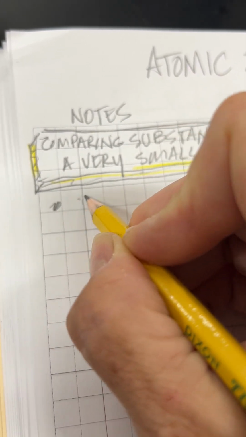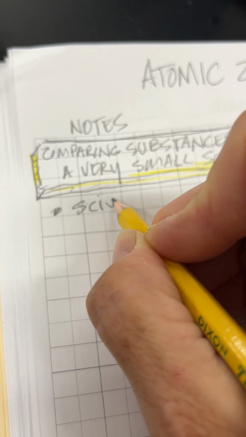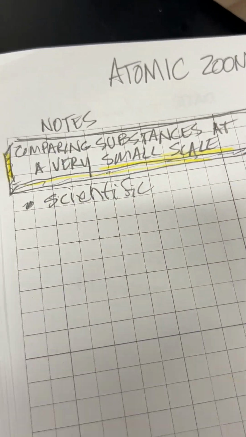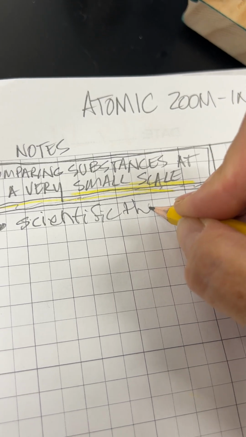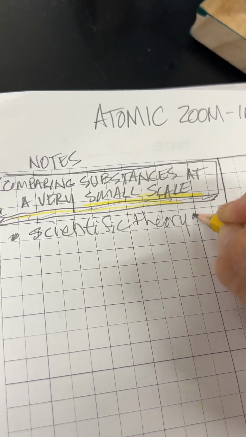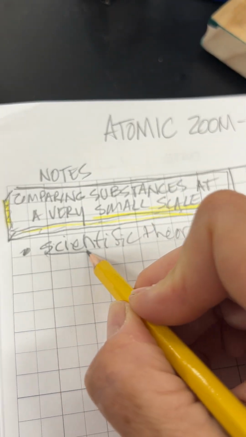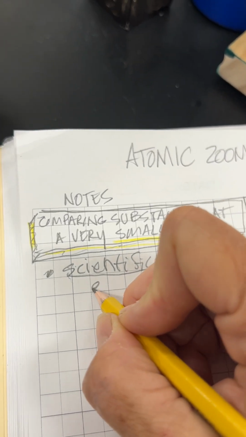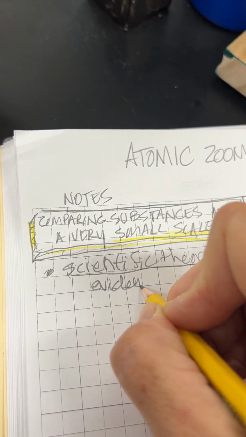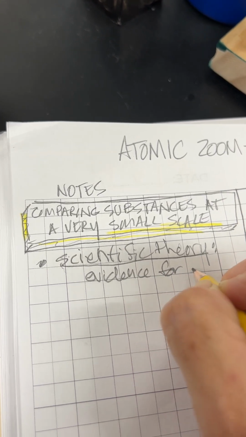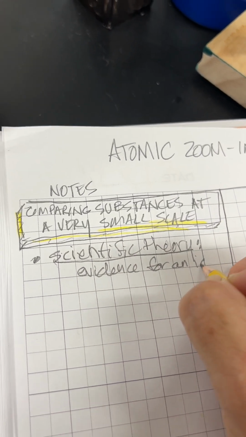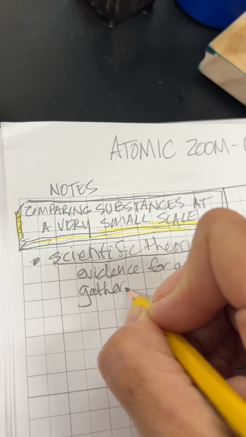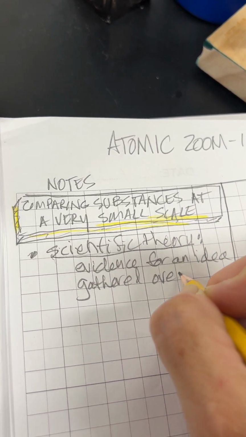I'll put a little bullet point, and I'll say a scientific theory, okay? And then I go ahead and I underline that because it's a vocabulary word, and then I put it here, evidence for an idea gathered over time.